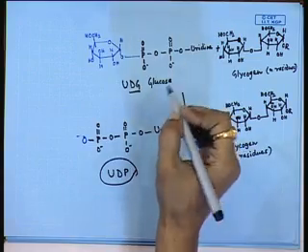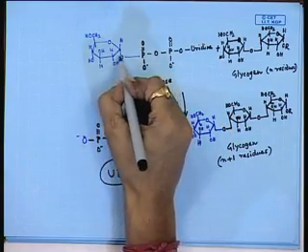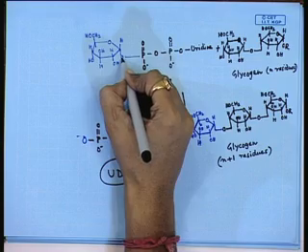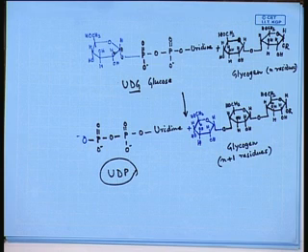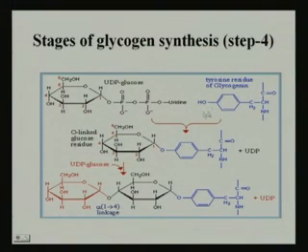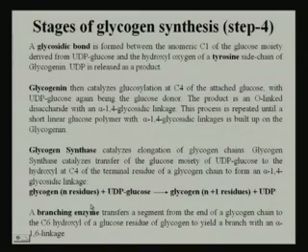So, see this particular reaction here. This is the first carbon, this is the second carbon. The first carbon is getting linked with the tyrosine hydroxyl group. The fourth carbon is getting free, and when another residue comes, it gets linked with the first carbon of another glucose moiety, and in this way an alpha 1,4 glycosidic linkage is formed with this reaction. Glycogenin then catalyzes the glycosylation at C4 of the attached glucose, with UDP glucose again being the glucose donor.